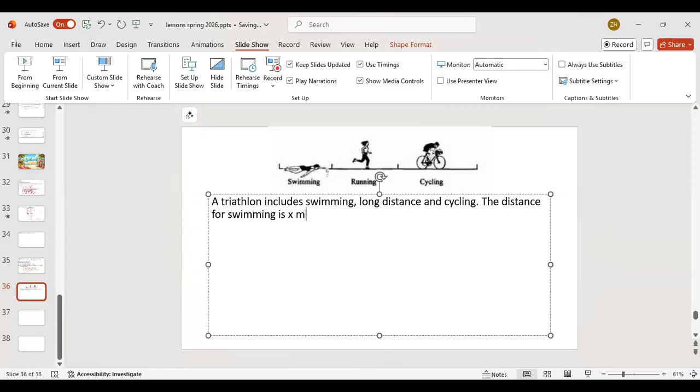The distance for swimming is X miles. So what is the distance for swimming? X miles. Now, when they say X miles, do we know the exact amount that it is? No, sir. So when they say X miles, it's a variable, so it represents a specific number, a number that we don't know yet.